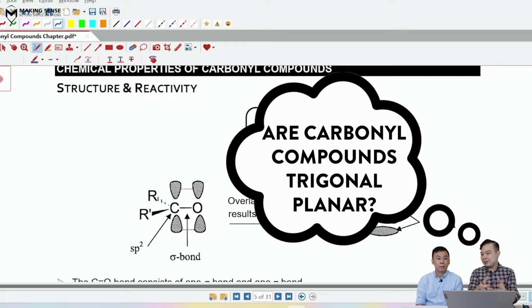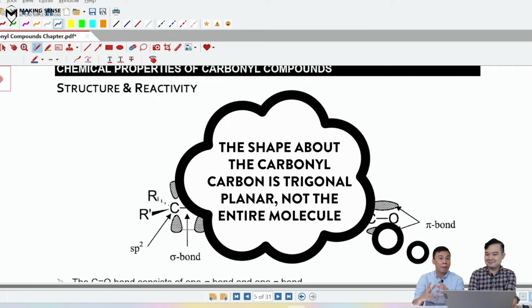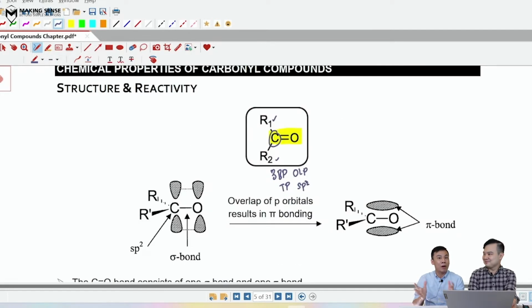So can I say that carbonyl compounds are trigonal planar then, Mr. Yap? Right, so that's a common misconception that students would have. Now, about the carbonyl functional group, it is indeed trigonal planar. However, if you look at the R groups, there are other carbon atoms there. It may or may not be trigonal planar depending on the situation. So you guys have to be careful with your phrasing. All right, so you always say that the arrangement about the carbonyl functional group is trigonal planar, right? Not that the carbonyl atom or carbonyl molecule is trigonal planar. That's not correct.